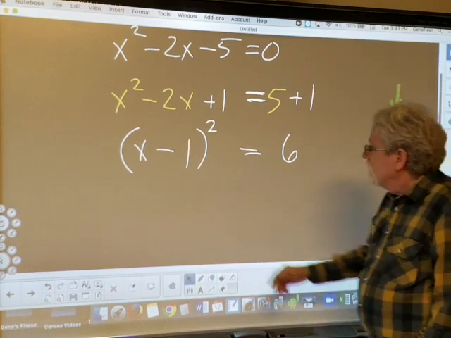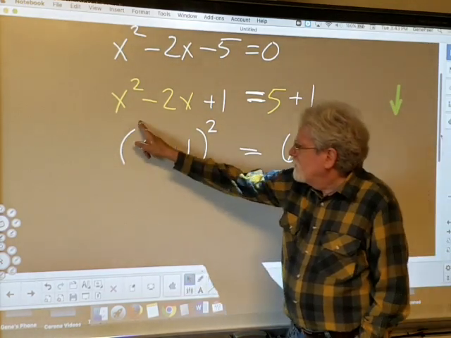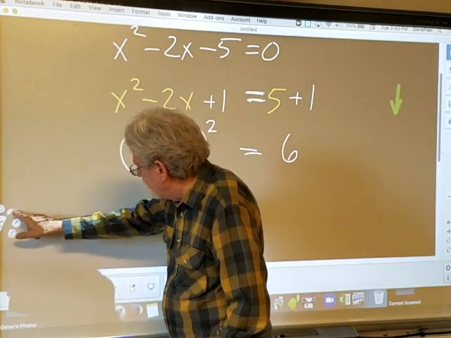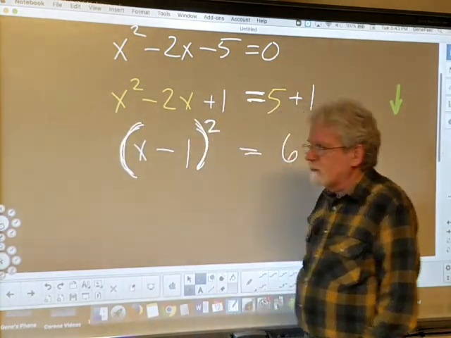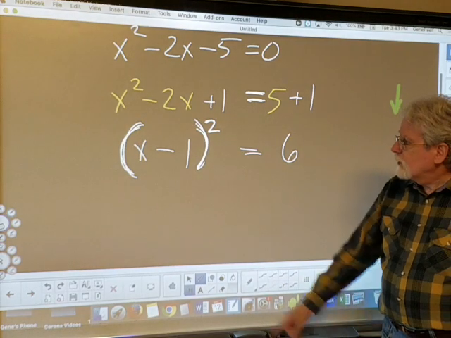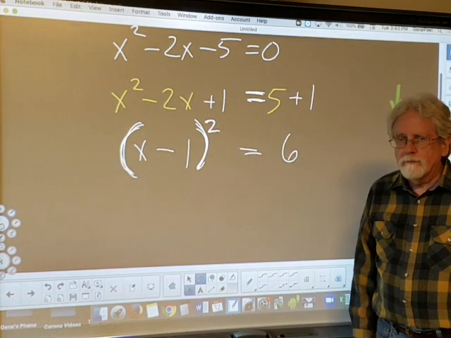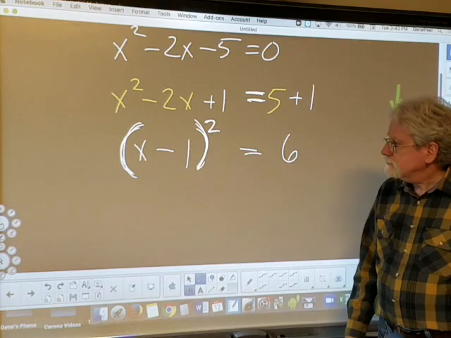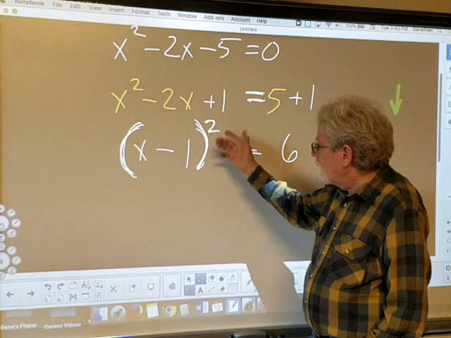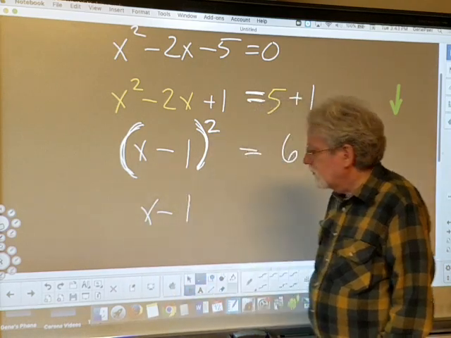All right, so what do I do now? I have something squared equals 6. How about if I start by getting rid of that exponent? Let's take the square root of both sides. The square root of (x minus 1) squared is x minus 1.